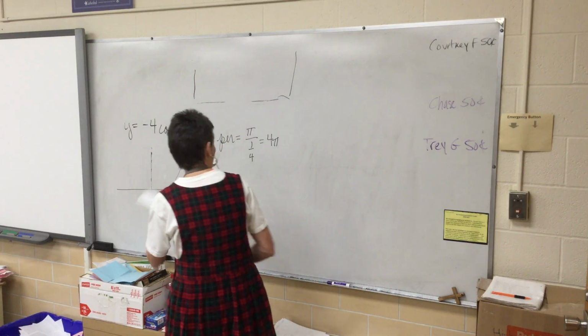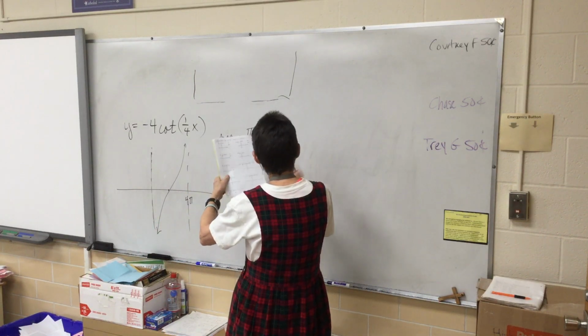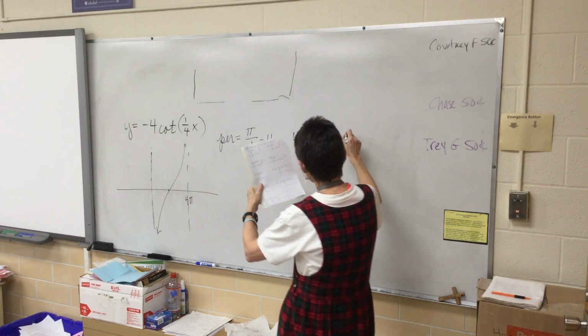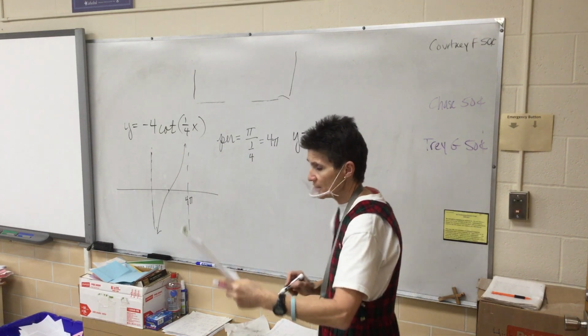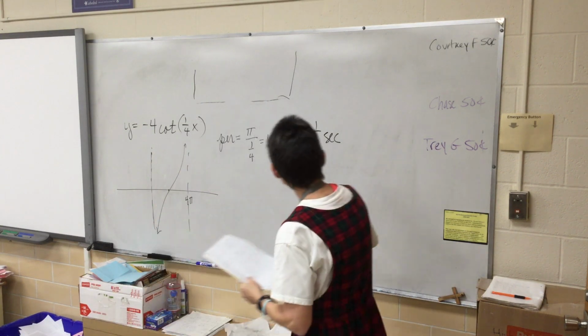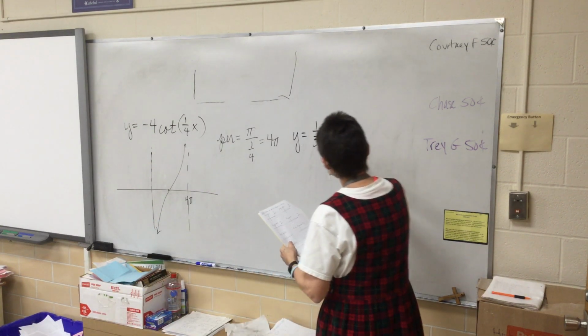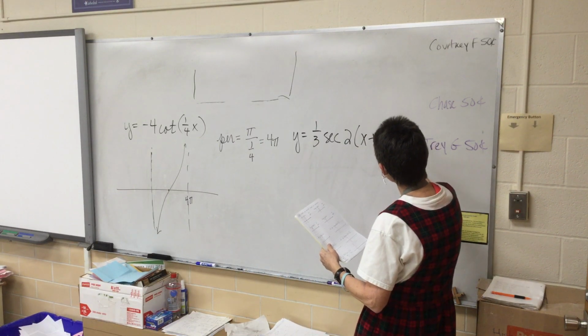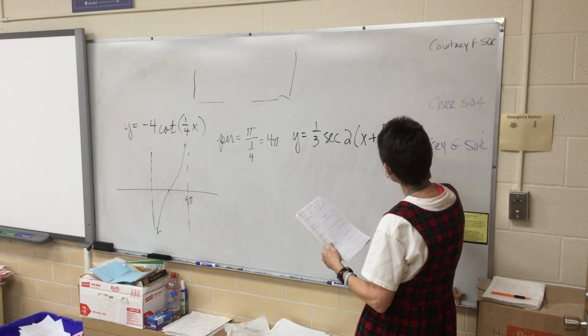We may not do all of these. Let's see. All right, y equals 1/3 secant. Okay, what's wrong with equation H? You have to take the 2 out. So I'm going to keep the 2. I mean, there's nothing wrong with the 2. It just has to come out of the parentheses. And what's that going to make this?